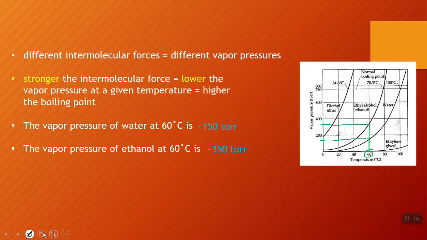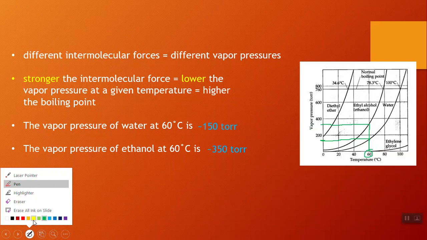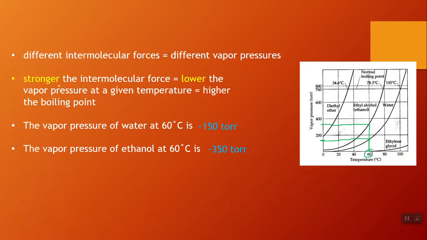Now, I want you to go back and focus on this part here. The stronger the intermolecular force, as we talked about on the previous slide, the higher the boiling point, but I also want to talk about how a stronger intermolecular force tells us that it has a lower vapor pressure at a given temperature, okay? So out of these two, the two that we just looked at, water and ethanol at 60 degrees, which one has the lower vapor pressure?